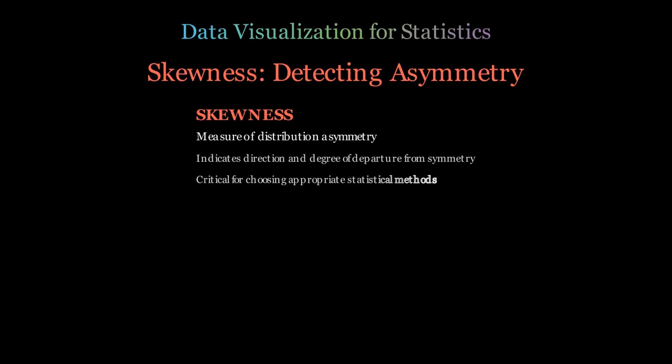Understanding skewness is crucial because many statistical tests assume symmetric data, and using them on skewed data can lead to incorrect conclusions. Skewness also reveals real-world phenomena. Income is right-skewed because there's no upper limit. But there is a lower limit at 0.